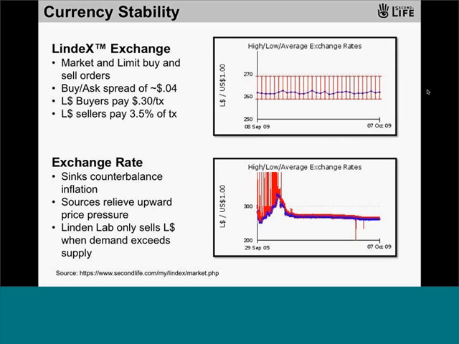How do we do this? Well, we're managing the exchange rate. We're using the sinks to counterbalance inflation. We're basically reducing money supply by sinking it. When there's upward price pressure, which is to say there's more demand than there is supply of the currency, we actually sell. We sell into that marketplace and therefore relieve that pressure, and those are sources. And we only sell Linden dollars when demand exceeds supply, and that generally happens only once or twice a week on the weekends when usage is most heavy. And this is an interesting dynamic, the net of which is that the currency has retained its stability, which is, of course, one of the sort of precursors for actually having an economy that can be well managed.